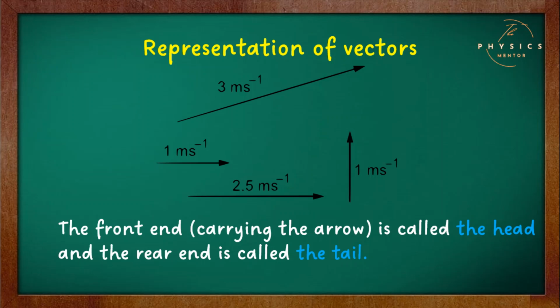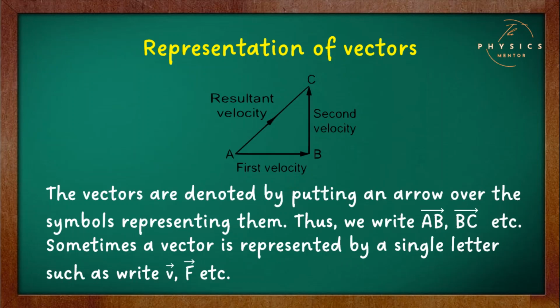In the representation of vectors, the front end carrying the arrow is called the head and the rear end is called the tail. In the figure, the first velocity vector is acting from A to B, the second velocity vector is acting from B to C, and the resultant velocity vector is acting from A to C.